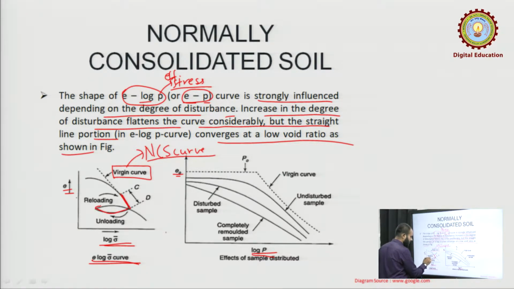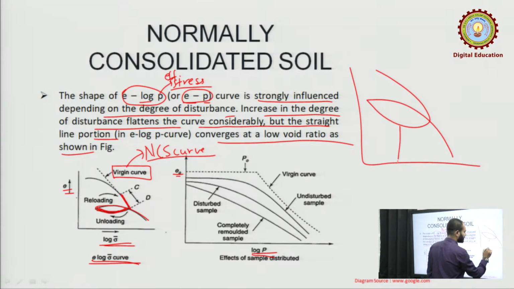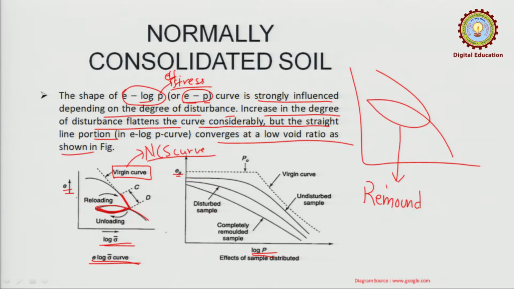This one is unloading and reloading, so this is also called the rebound curve. It's something like this and again like this. This is called the rebound curve. Why the rebound curve? Because you can see unloading is being done here.